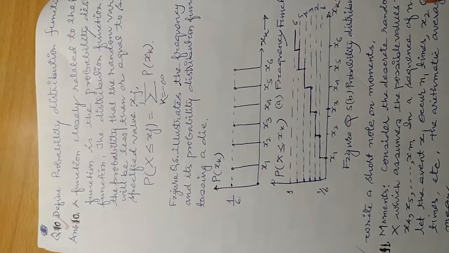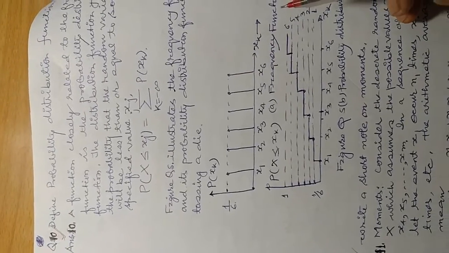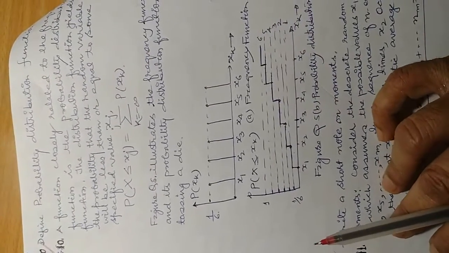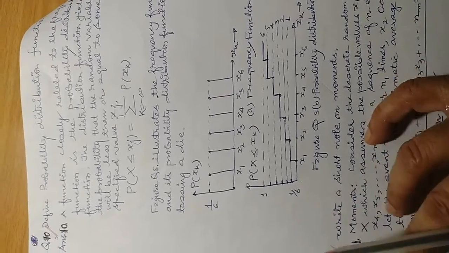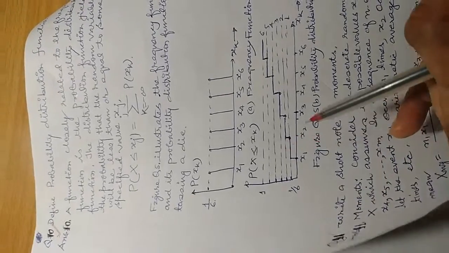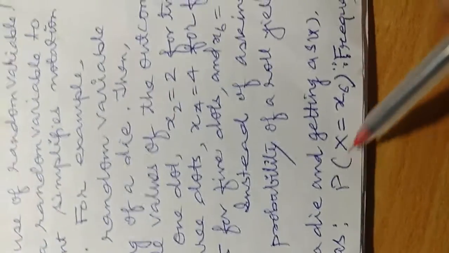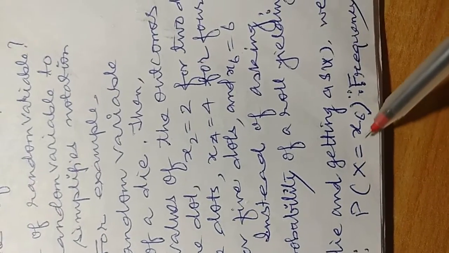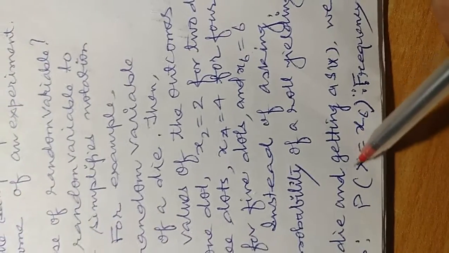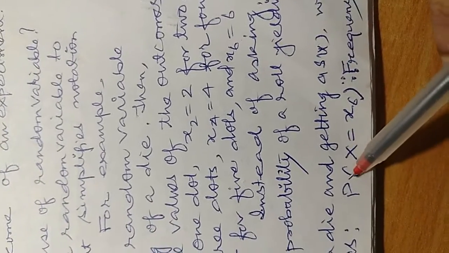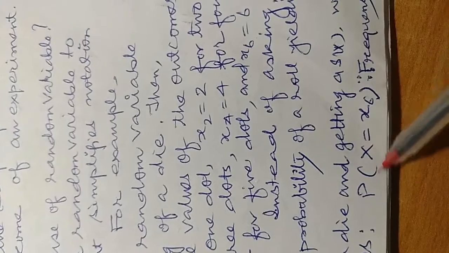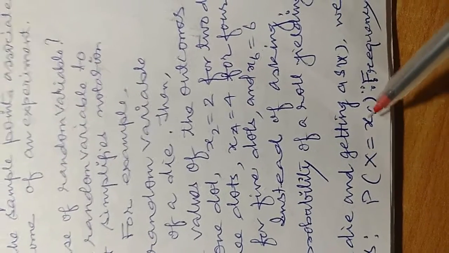In the previous lecture we understood what a random variable is and what a frequency function is. In the previous case we saw that P of x is equal to x6, that is the frequency function, which we have written like this. You see in example 9, here we have written P of x is equal to x6. Writing it like this, or P of x6, that is the frequency function.